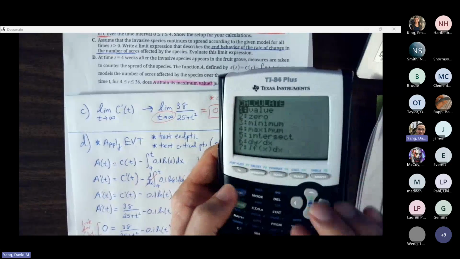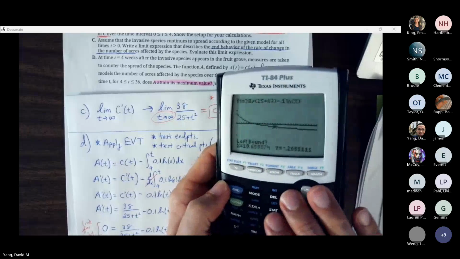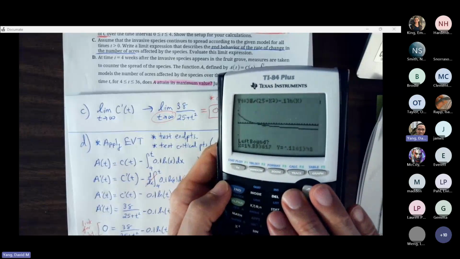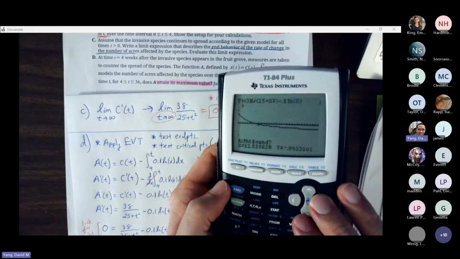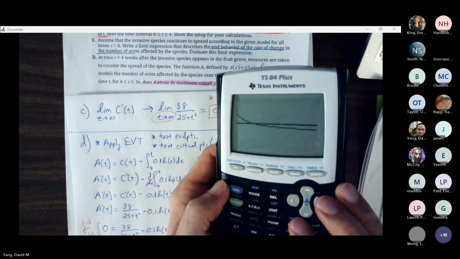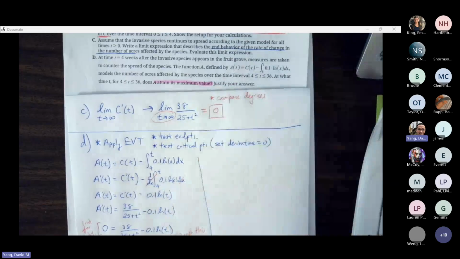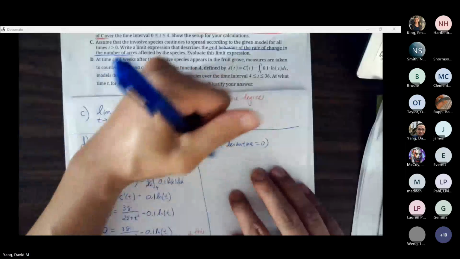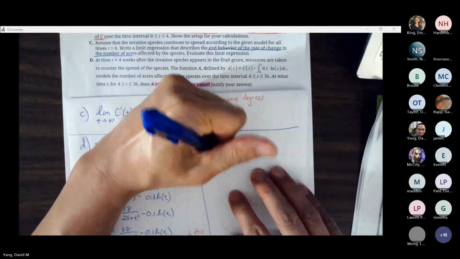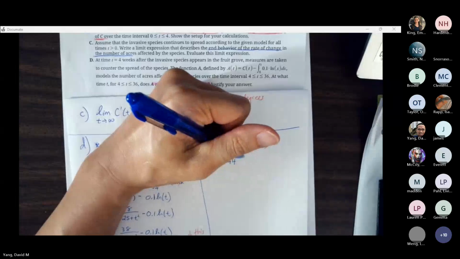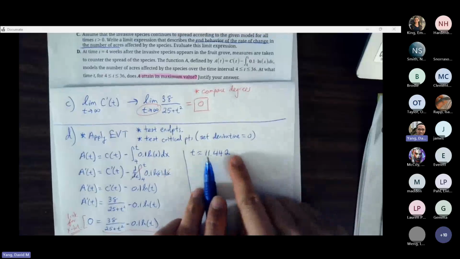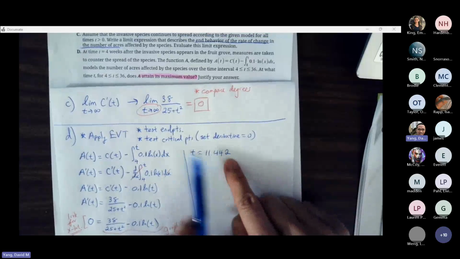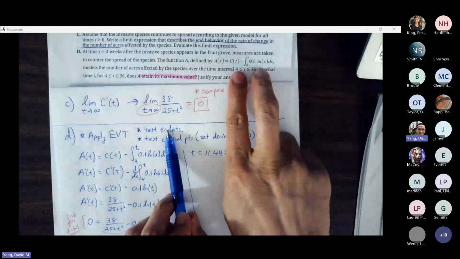Right? So just second trace, 0. Pick a point to the left of my x-intercept, hit enter. Then pick a point to the right of my x-intercept, hit enter. 11.44. So I have a critical point at 11.44. I'm going to round that to 11.442. So we have one critical point, and that's our one critical point that we found. The endpoints are 4 and 36.